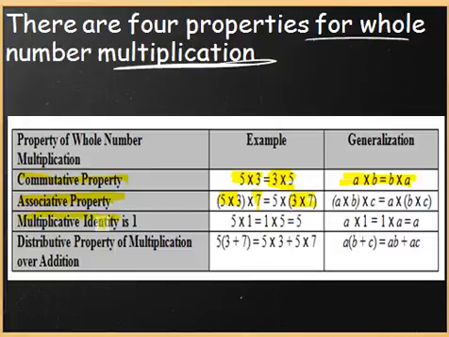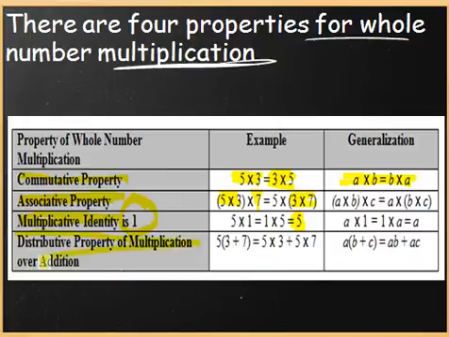We have the multiplicative identity, which is the whole number 1. And again, that multiplicative identity says that 5 times 1 would be the same as 1 times 5, and I would get identical to what I started with, or 5 back.